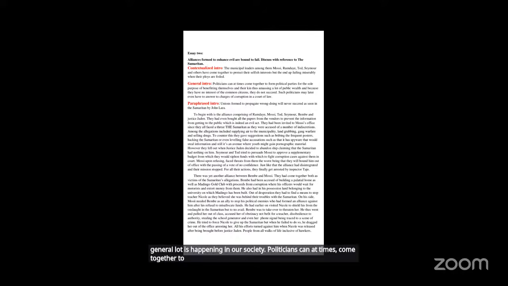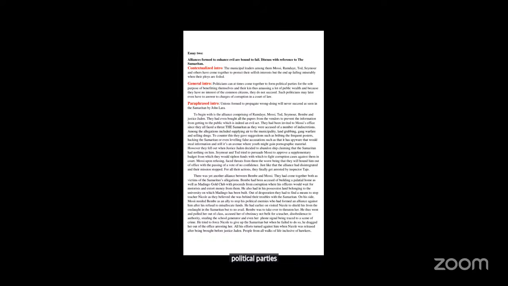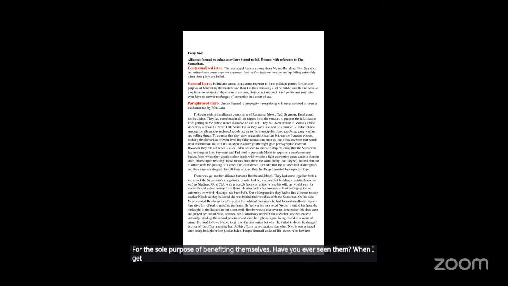General, what is happening in our society? Politicians can at times come together to form political parties. That is an alliance already. A political party is an alliance for the sole purpose of benefiting themselves. Have you ever seen them? When I get into power, you'll become the minister, you'll become that. That is what you're talking about, benefiting themselves and their kin. Their kin are their relatives.